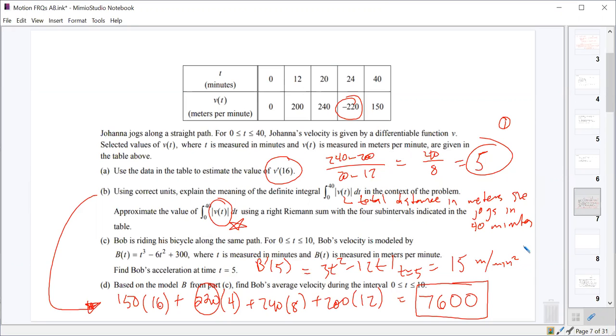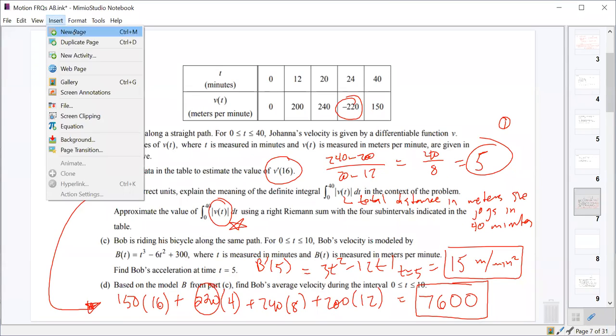Good? Any questions on part C? dv over dt, you said? Or just d dt of this? Yeah, that's fine. Anybody at home have a question on that? Everybody okay with 15? What units is that again? Meters per minute squared. Okay. It's meters per minute for velocity, so then meters per minute squared is the acceleration. Okay. Cool.